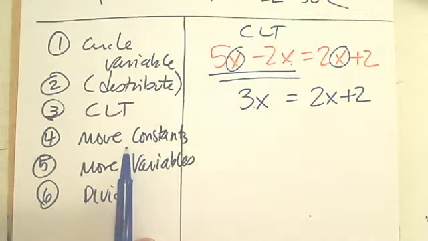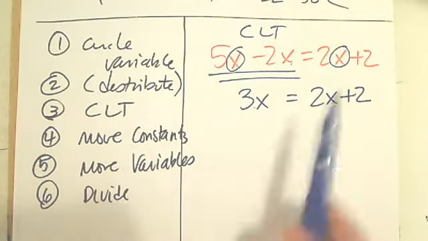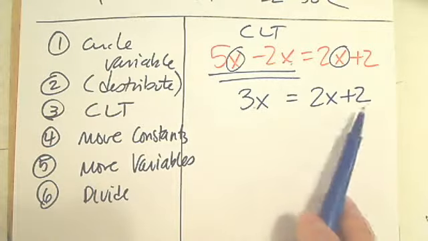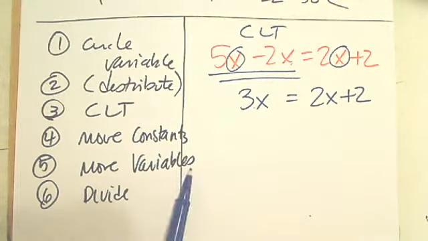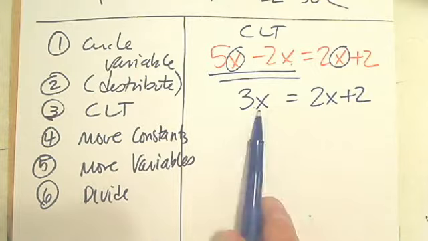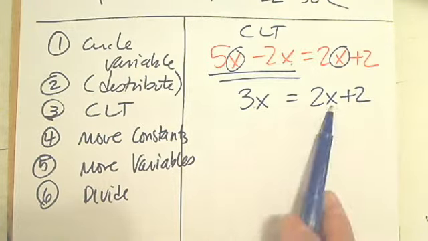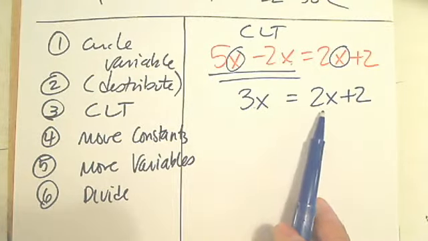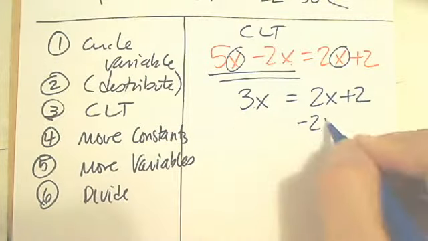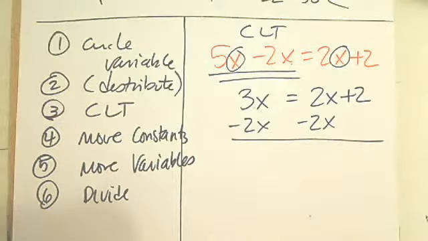Do we have any constants to move today? Do you notice that there are more letters today than numbers? So we're going to skip 4, go to variables. How do I balance this equation out? Subtract what? Take away 2x. If you take away 3x, it's going to give you 0 equals 5x plus 2, which is not correct.